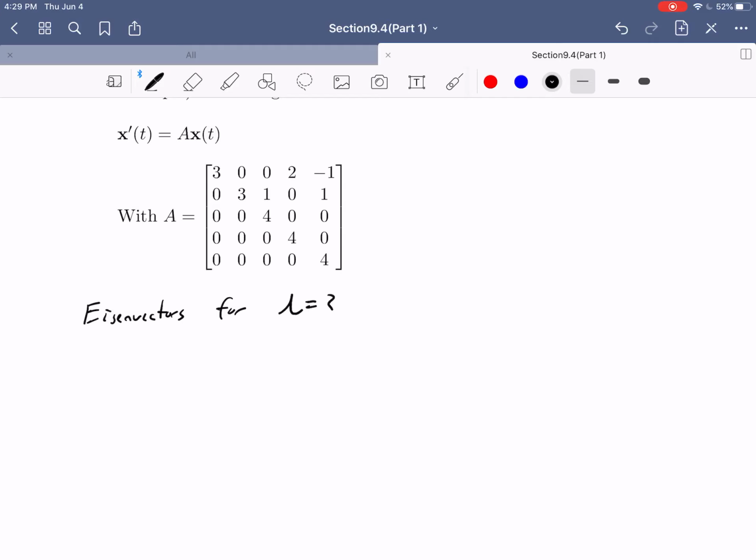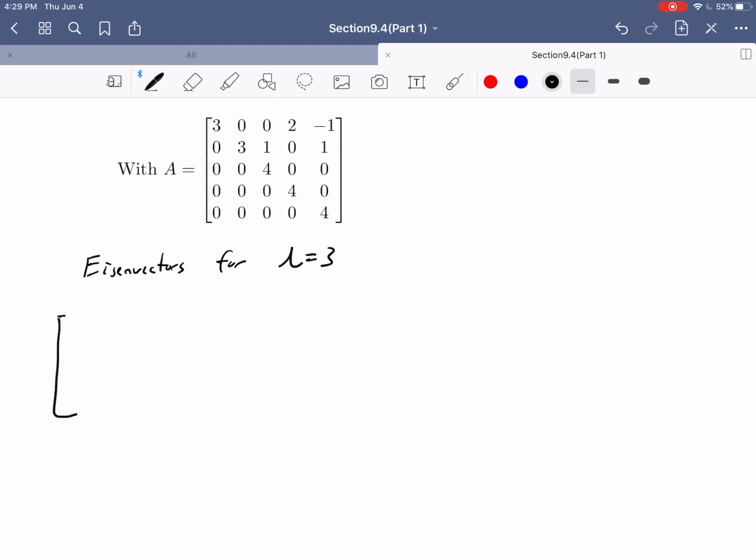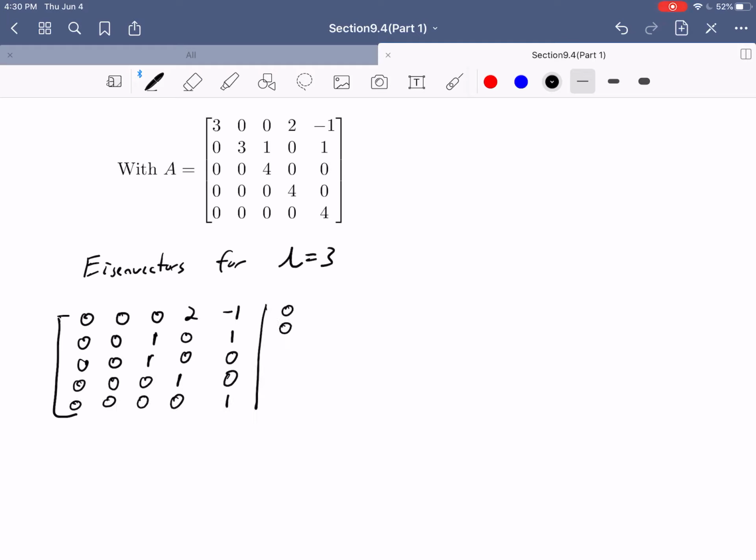So first we have eigenvectors for lambda equals 3. Let's subtract 3 off the diagonal and augment with the homogeneous system, with a column of zeros. All right, almost in nice row echelon form, but we're probably going to have to use this guy to clear this stuff out there. So let's go ahead and start that.